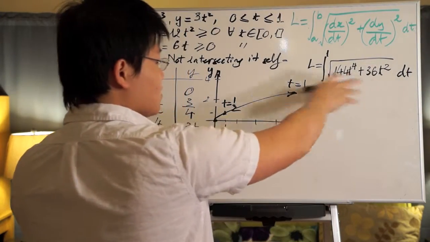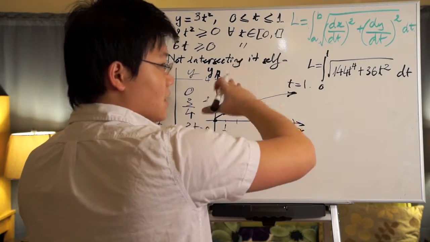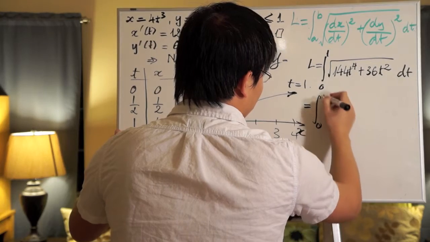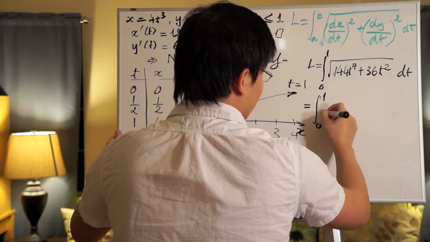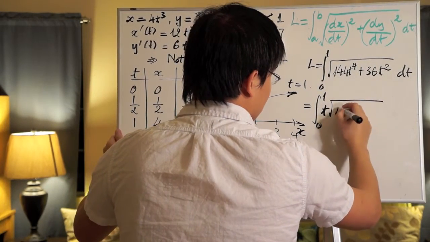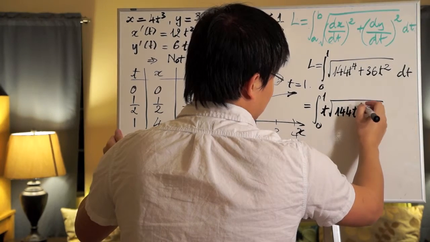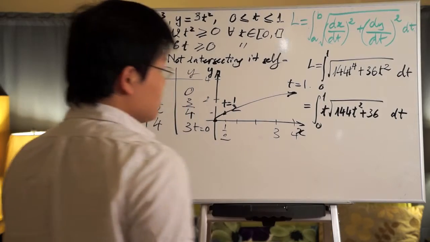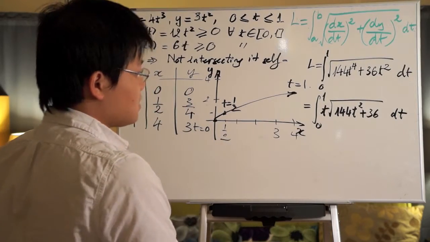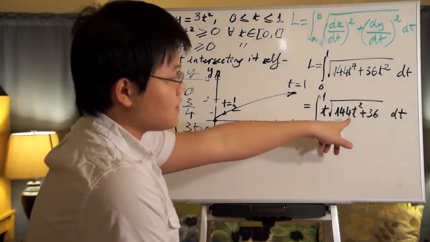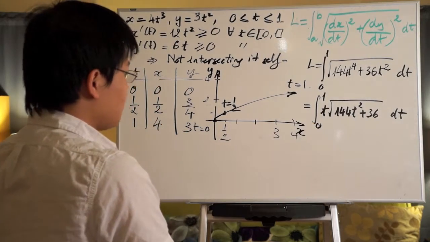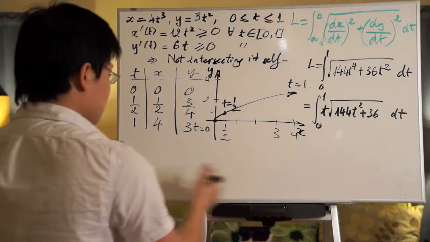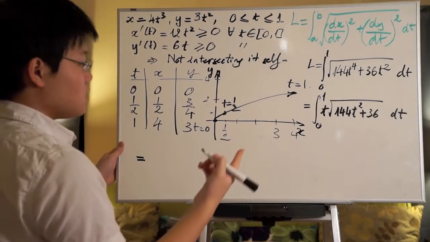Well, what are we going to do about this? We may want to extract out t squared, so we have t outside. So let's try it and see what we have. From 0 to 1, we pull out t squared, and we have t times the square root of 144t squared plus 36, dt. Some people may try to use trig substitution here, but if you think about it, it's just the chain rule being reversed. It's just the reverse process of it. So you can go ahead and do some substitution, and you can go straight.